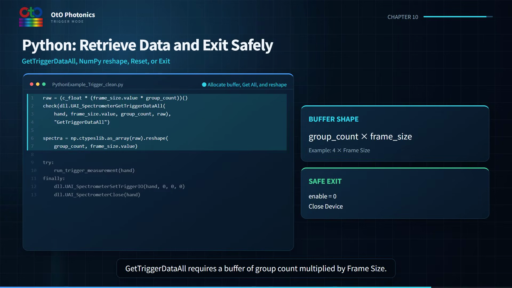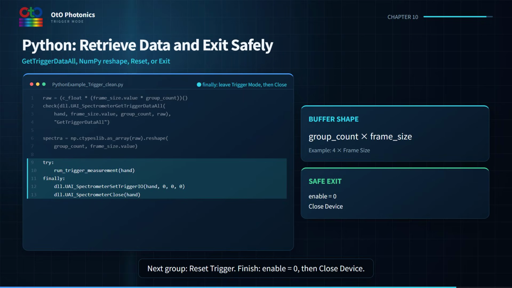After the group is complete, get trigger data all retrieves all spectra in one call. First allocate a contiguous float buffer with frame size multiplied by group count. Then reshape the result into a two-dimensional NumPy array with group count rows and frame size columns. If only one selected spectrum is required, use check done and get trigger data instead. After retrieval, call set trigger IO again if the application should wait for the next trigger group. To finish, set enable to 0. A complete program should use try and finally so that trigger mode is disabled before the spectrometer is closed, even if an exception occurs.